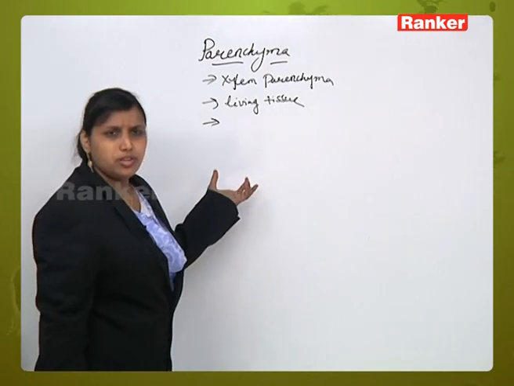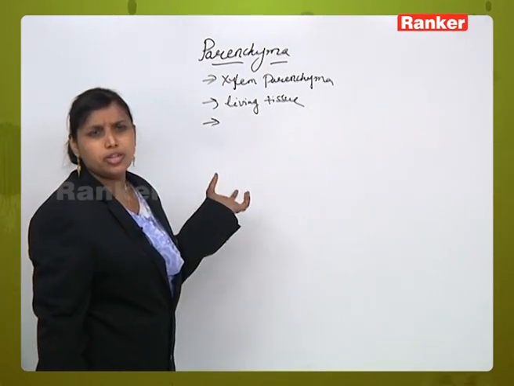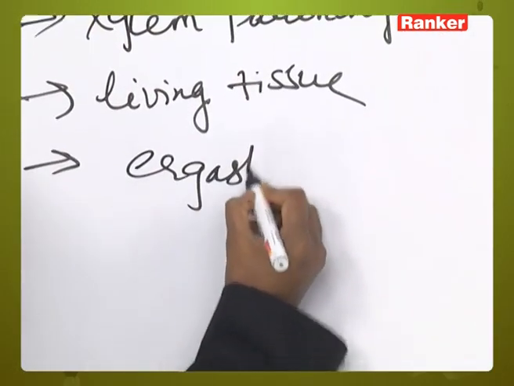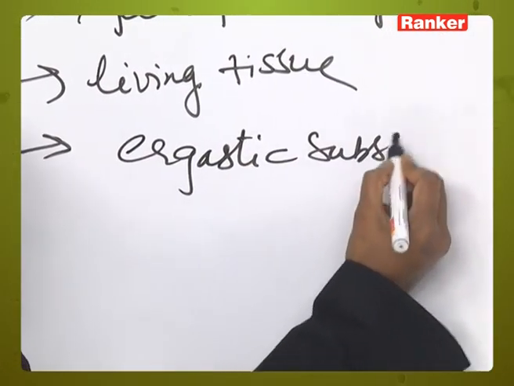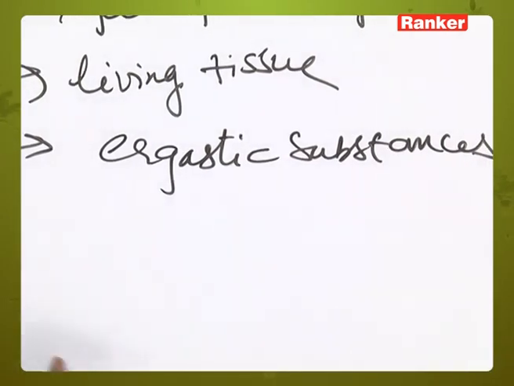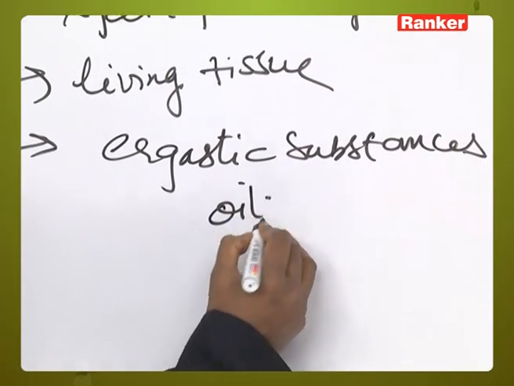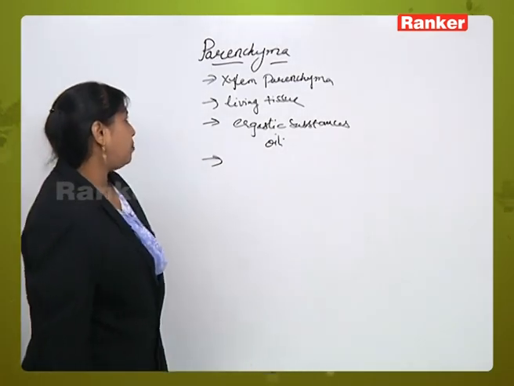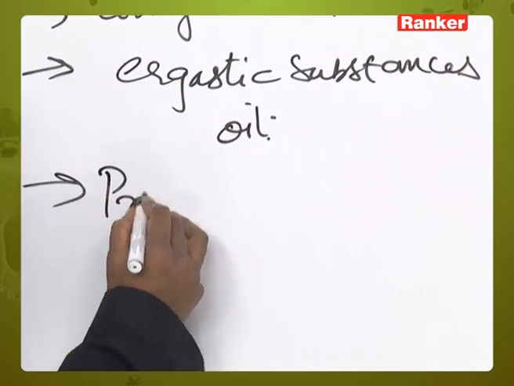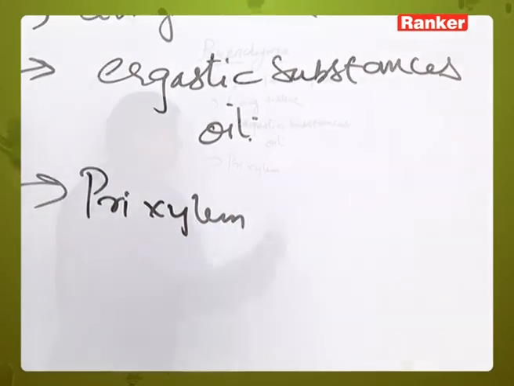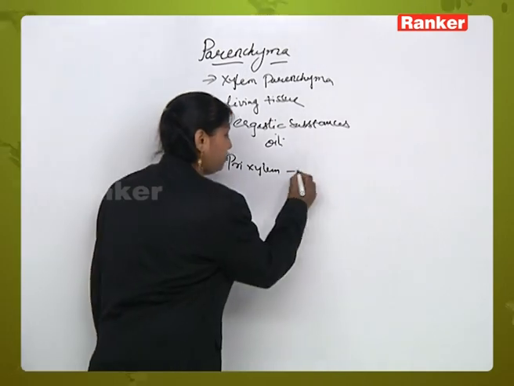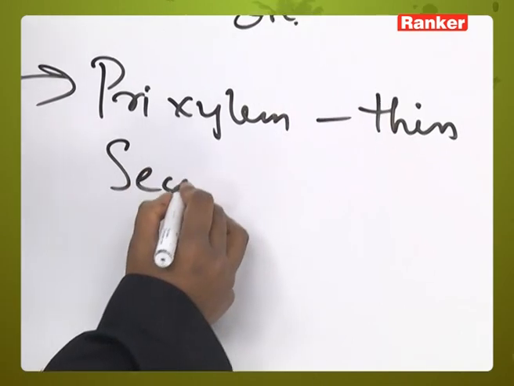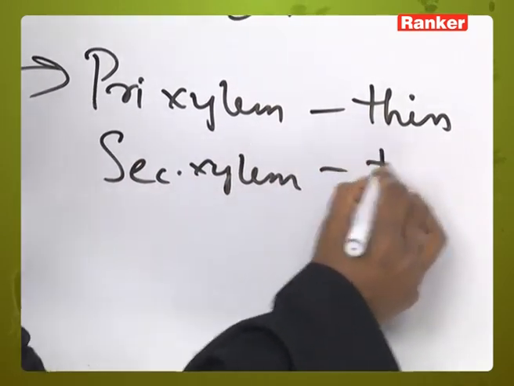Now, what is the use of this parenchyma? This is useful in the storage of food materials and all the ergastic substances. It also stores oils and many other components along with it. Here, xylem parenchyma in primary xylem has a thin cell wall, and in secondary xylem, the cell wall will be thick.